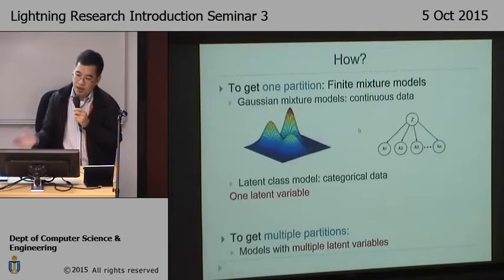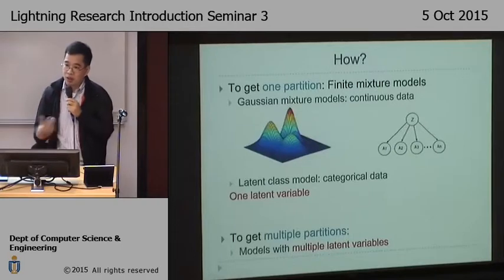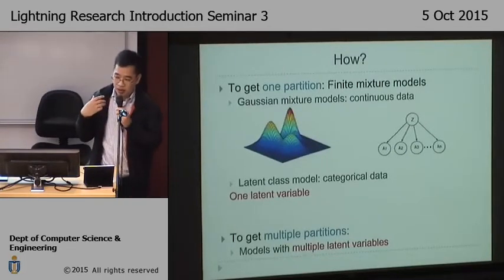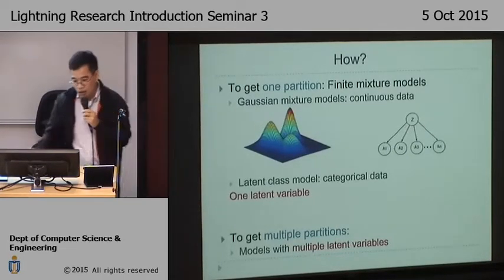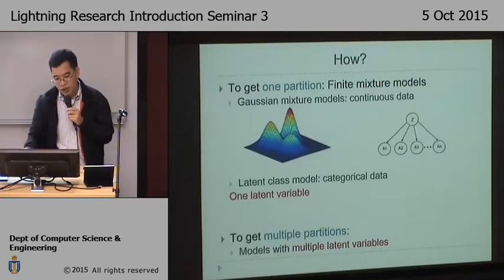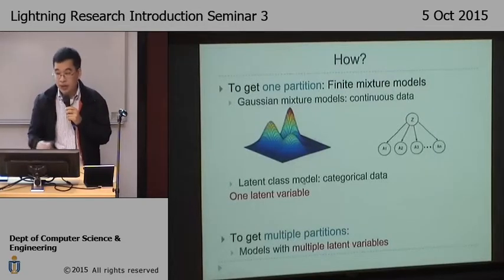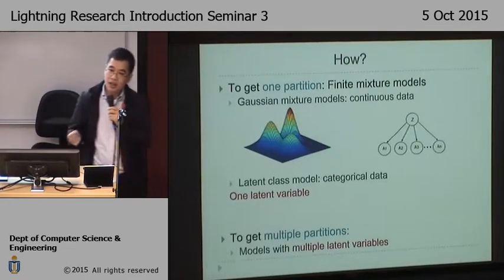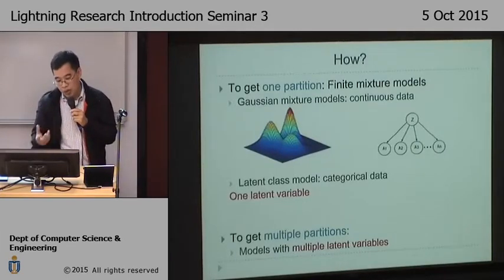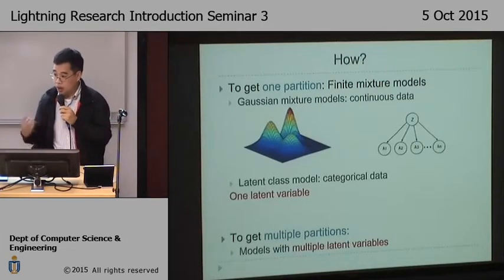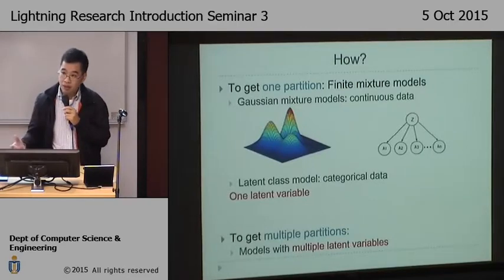To answer the question, let's go back to just one partition. To get one partition of data, you can use finite mixture models. If your data is continuous, you can use a Gaussian mixture model. If your data is discrete, you can use a latent class model. But the point here is you have only one latent variable in your model. So now we want multiple partitions, so naturally we need models with multiple latent variables.